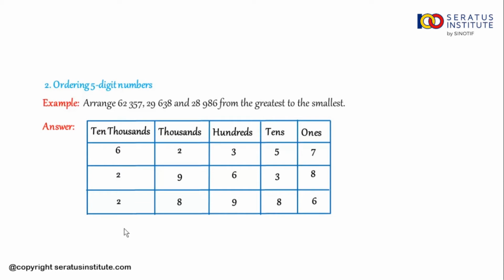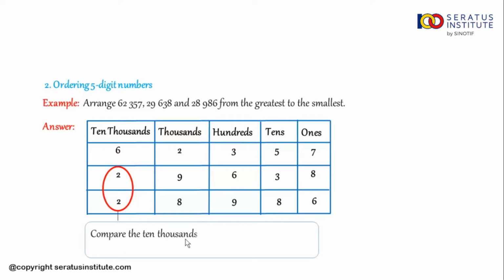The first thing we have to do is compare the 10,000s. There is 6 in 10,000s and 2 in 10,000s. So 6 ten-thousands is greater than 2 ten-thousands. So 62,357 is the greatest. How about these two numbers?